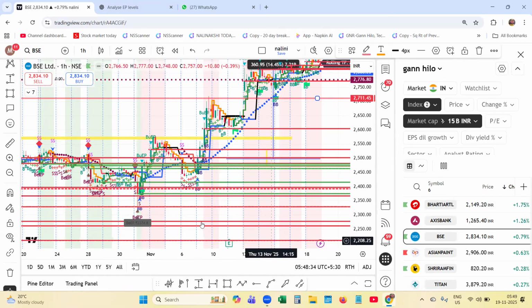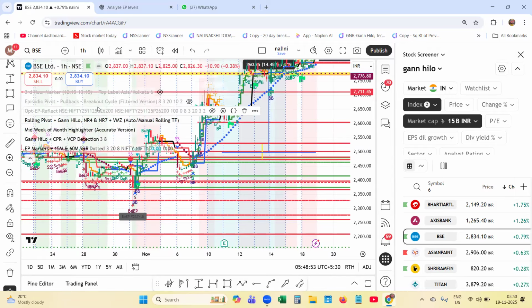Midweek of the month stock, this is. If you would have selected this stock at the midweek of the month, let me highlight the midweek of the month. Yes, the price has started moving higher. This is how you are analyzing the EP elements.